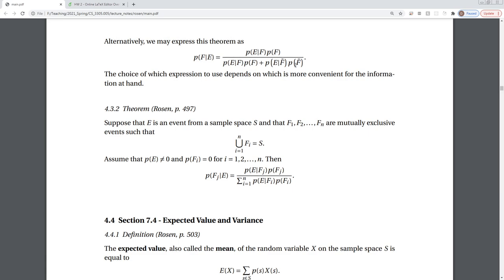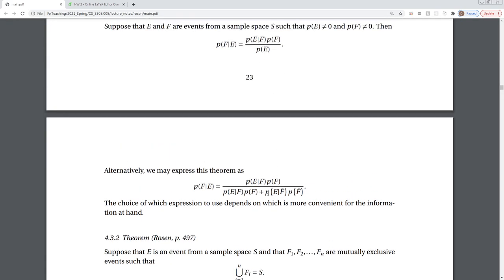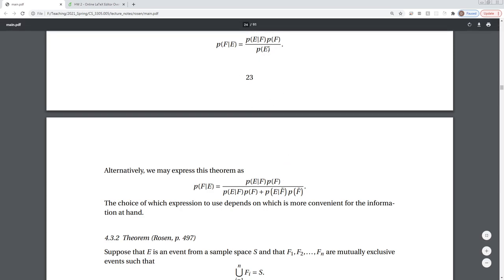And so this is an alternative representation. These two are equivalent, and you can use some of the definitions that we've already provided to see that that is true.